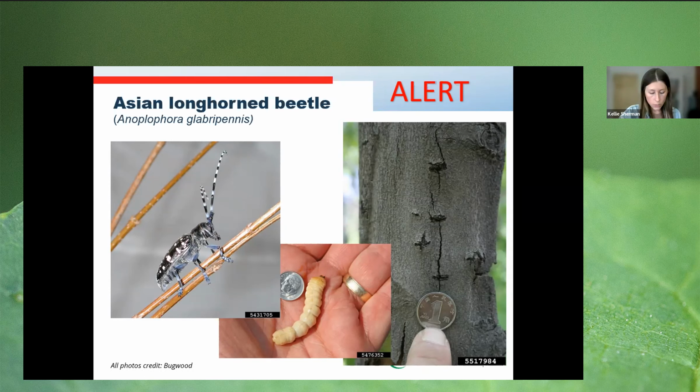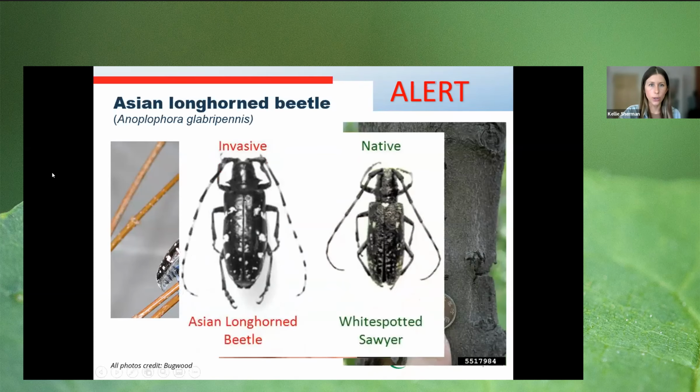Again, be cautious of moving firewood when it comes to this species, and take note of its look-alike, which is mostly in Eastern Canada, and I have a picture here. So I know the white-spotted sawyer isn't all of Canada. I believe it's mostly Eastern Canada, but I thought it'd be important to just bring up its most common lookalike. So yeah, just take note of its lookalike.